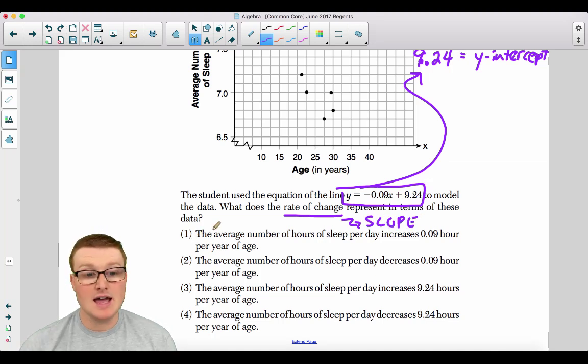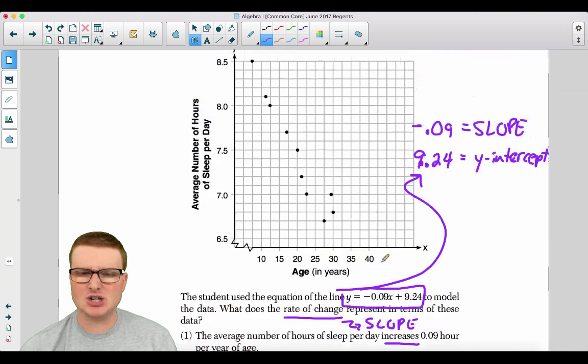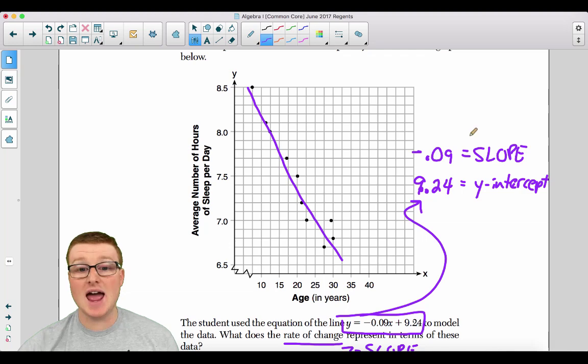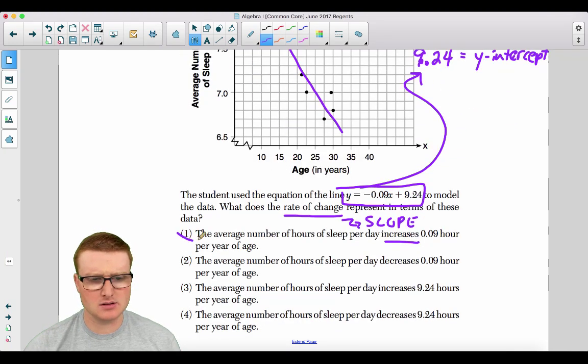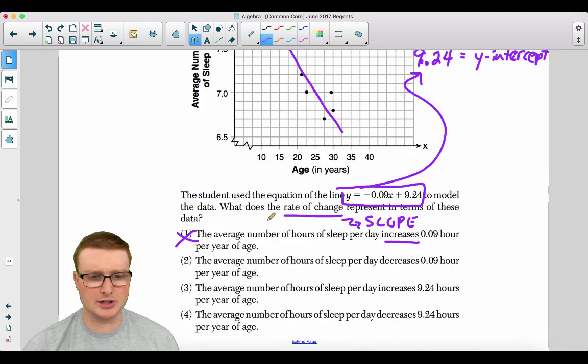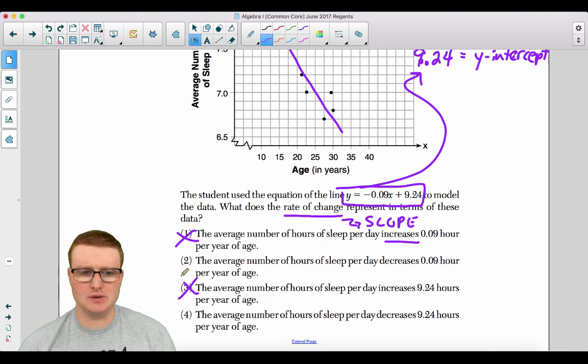So let's take a look at choice 1. The average number of hours of sleep per day increases by 0.09 hour per year of age. Is that true? No, because there is clearly a negative correlation and the slope is negative. So why are we increasing? That makes no sense. So get rid of anything that says increasing with the slope. Let's take a look at choice 3. The average number of hours slept per day increases by 9.25 hours per year of age. No, sleep is not increasing. Sleep is decreasing as you get older. Choice 3 is out. Let's take a look at choices 2 and 4.